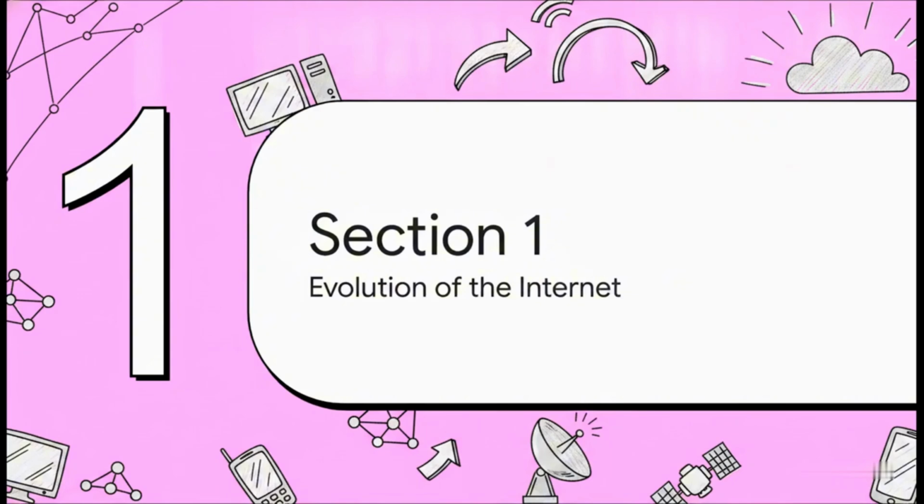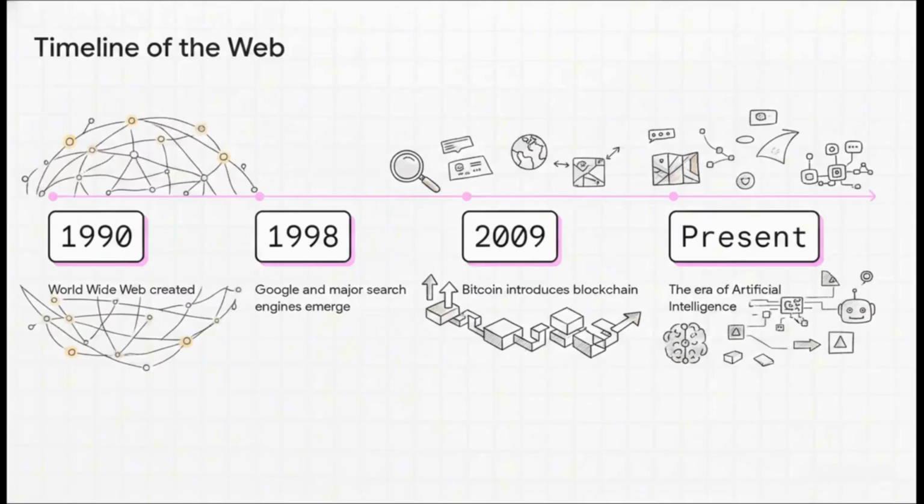We need to look back at how the web's architecture rapidly developed over just a few short decades. It's actually staggering how fast this happened. Our journey kicks off around 1990 with the creation of the World Wide Web. By 1998, major search engines like Google had emerged to organize it all. Then a massive paradigm shift happened in 2009 when Bitcoin introduced blockchain technology to the world. And that brings us to the present day, the era of artificial intelligence. The speed at which this infrastructure has compounded is just incredible.